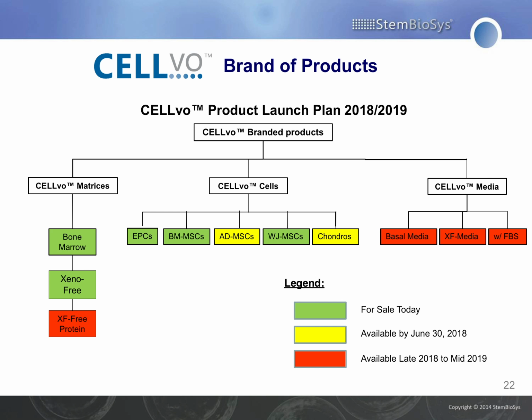So we have the matrix products. We now have cell products, and we plan later this year to be coming out with our own CELLVO media. This will be a basal media. We'll have a xeno-free formulation and one with fetal bovine serum. And as we go forward, we'll probably be bringing out media products specific to the different cell types that we offer as well. But that's part of our pipeline coming up in the near future.